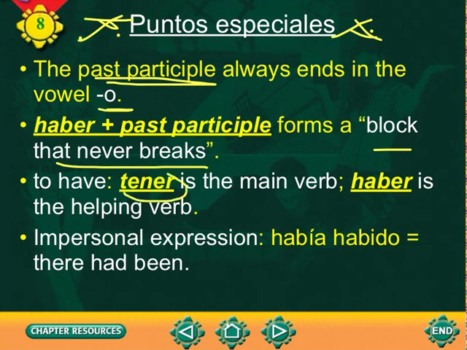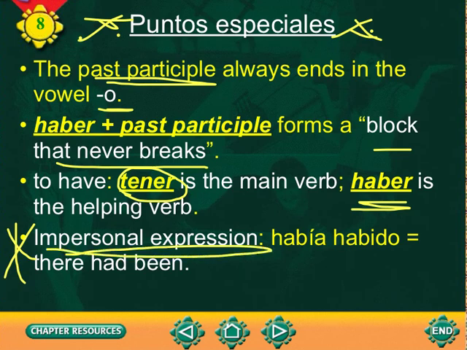The two verbs. Tener is the main verb. Tengo muchos amigos. Haber is the helping verb. He tenido muchos amigos. And then here's the change right here, señoritas. Please make sure you write this down. The impersonal expression. We learned ha habido, there has been, with the present perfect indicative. Now we have había habido, which means there had been. This is for the past perfect tense. Había habido, past perfect indicative.